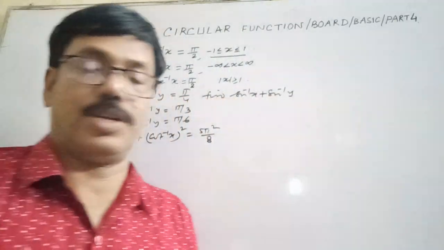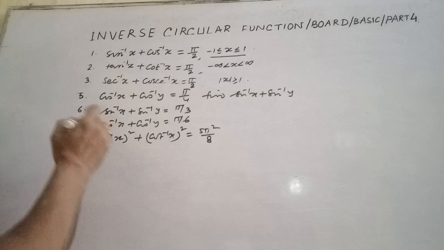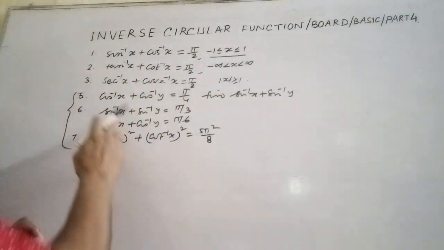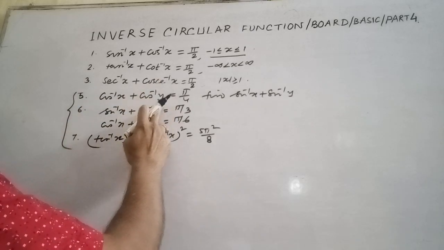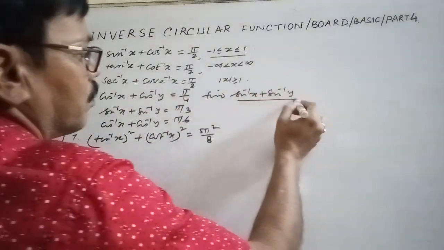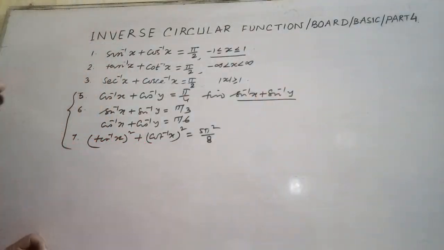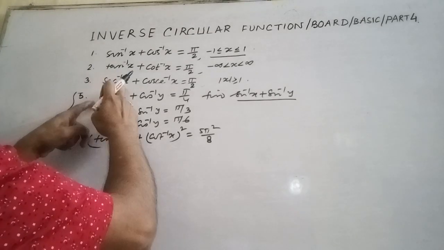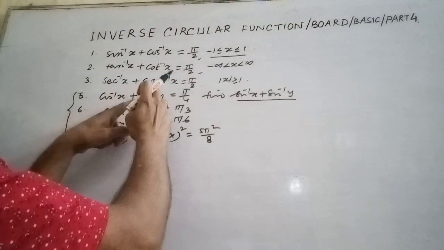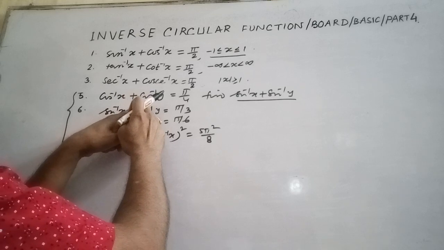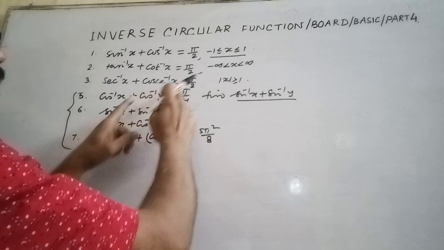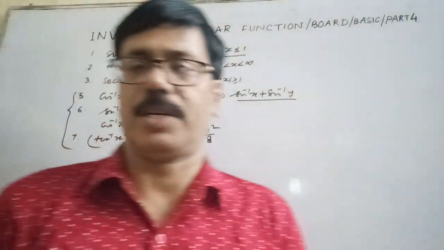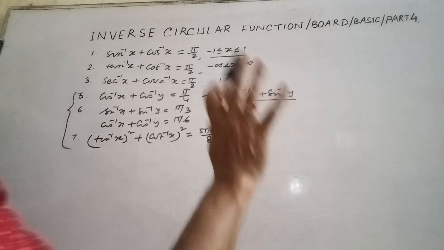Now I can consider some problems. This is 1 mark. Cos inverse x plus cos inverse y equals pi by 4. Find sin inverse x plus sin inverse y. This is very simple, you complete it. Cos inverse x equals pi by 2 minus sin inverse x, and cos inverse y equals pi by 2 minus sin inverse y. Then you find sin inverse x plus sin inverse y.